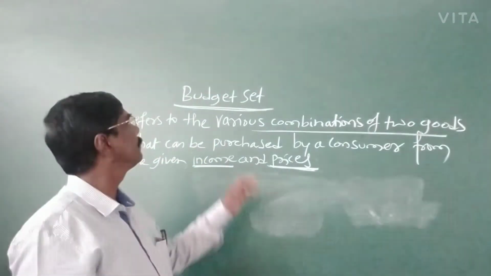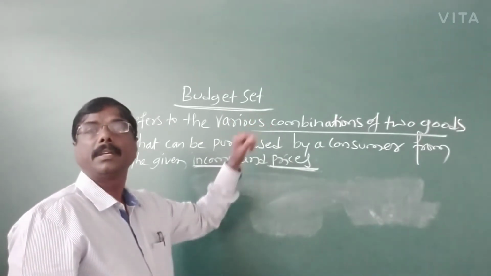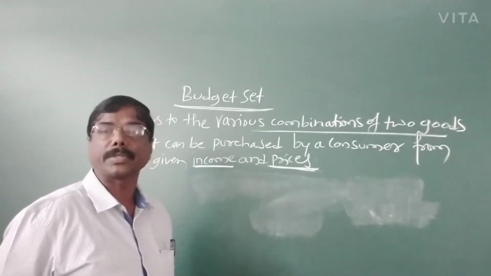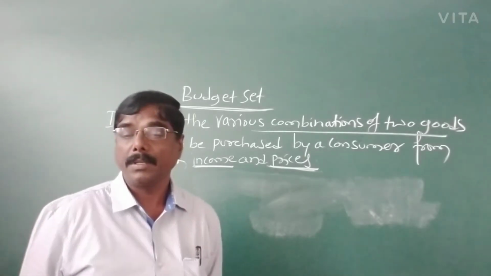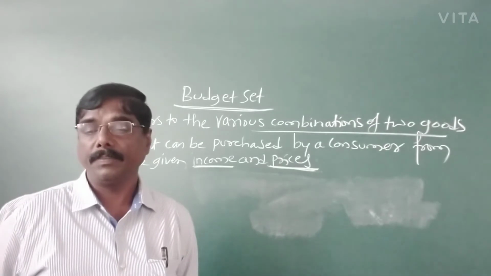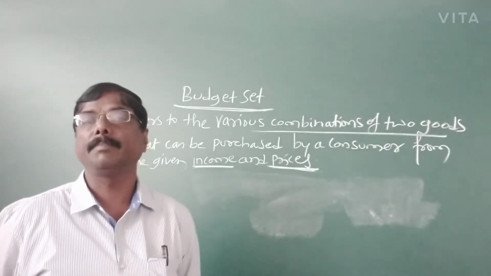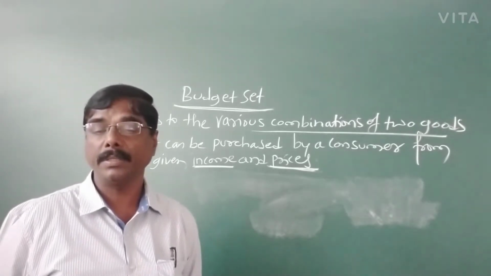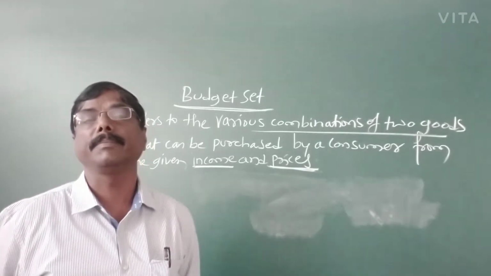Dear students, we have the other concept, budget set. So it is a 4 marks question. Question: briefly explain the budget set with the help of a diagram.